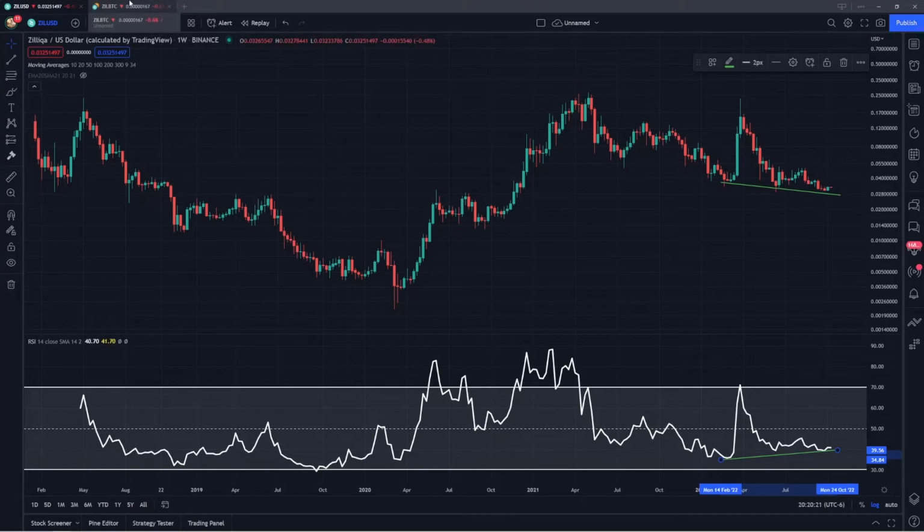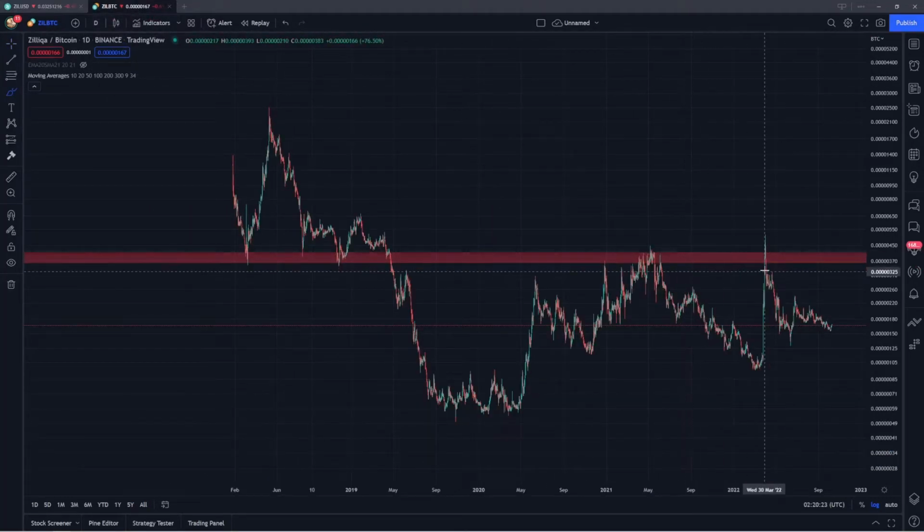Now I'm going to switch over here to the ZIL Bitcoin ratio. Now what I'm going to be focusing on first is this very key level of resistance around 400 Satoshis. Now keep in mind that ZIL Bitcoin is nowhere near this as of right now, but this is the level that I do want to see longer term reclaimed before I can start to get bullish on Zilliqa. Now this level is a longer term zone that was previous support back in the last cycle.